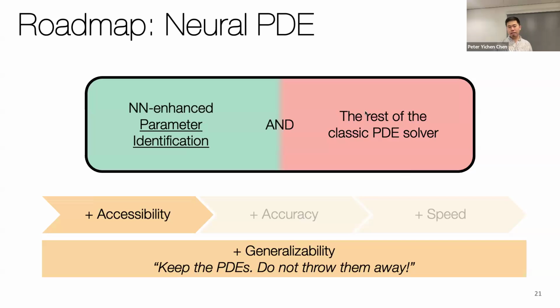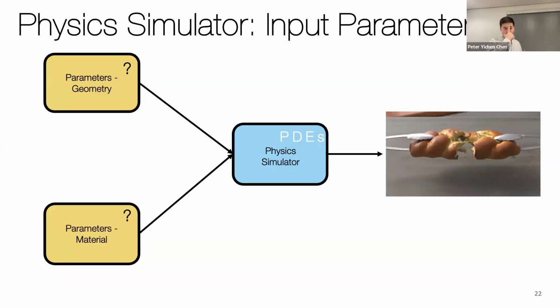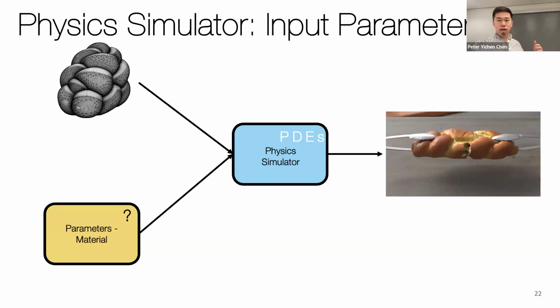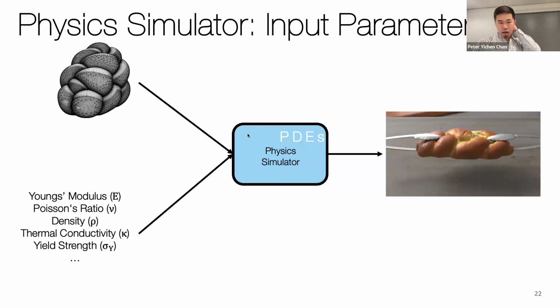So let's first talk about accessibility. In this case, we want to use this neural network to enhance parameter identification, figure out the parameters of your numerical PDE solvers. And we only use that for this purpose. We'll keep the rest of the PDE solver. So these input parameters, right? Let's say you want to set up a simulation like this. There's geometry, right? There's material parameters, right? Like Young's modulus, bulk modulus, right? As well as the mesh here. So these are input parameters to your simulators.